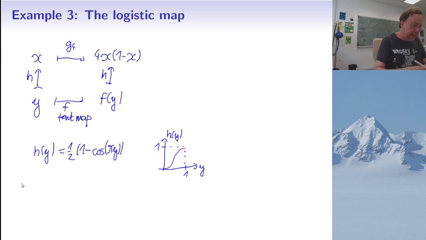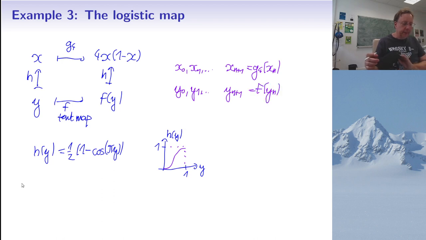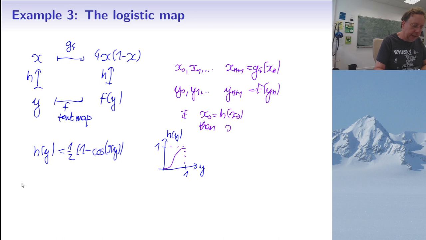And what I mean by this picture here is that if I have a sequence x0, x1, and so on, such that xn plus 1 is given by my logistic map of xn, and if I take y0, y1, where yn plus 1 is the tent map applied to yn, then actually, if x0 is h of y0, then xn will be equal to h of yn for all n.